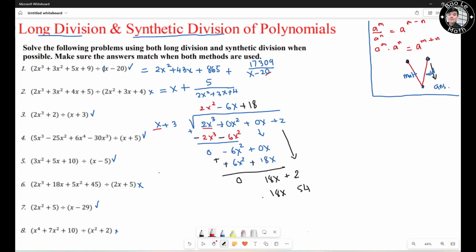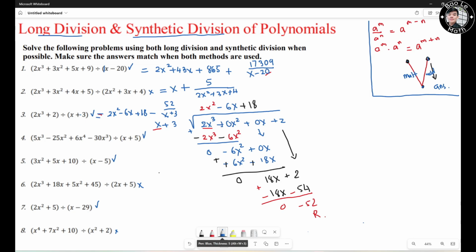Alright, now I need to change the sign. Negative, negative. I'm going to add them up. This guy, 0. This guy, negative 52. And this is remainder. Alright, so the answer must be 2s squared minus 6s plus 18 minus 52 divided by s plus 3.